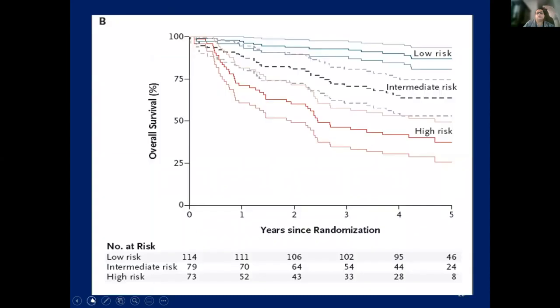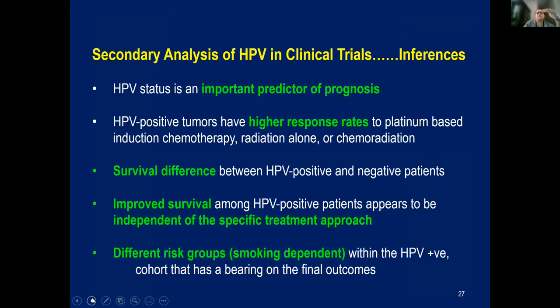Now, this was also reflected in the outcomes, the overall survival in these patients. And the secondary outcomes of the trials that I showed you again typically told us that this was an important predictor of prognosis, higher response rates, better survival, improved survival, and there were 3 different groups.